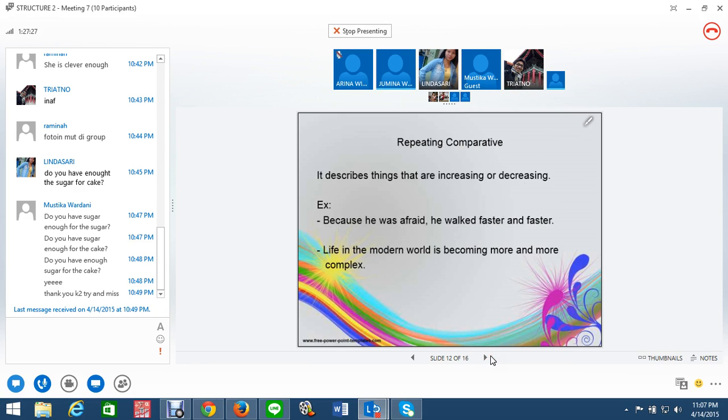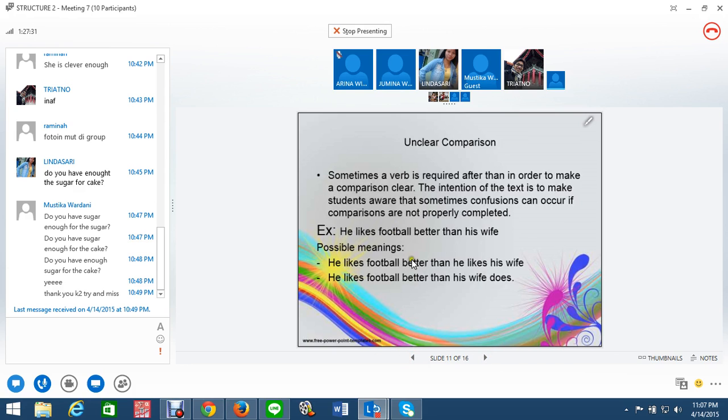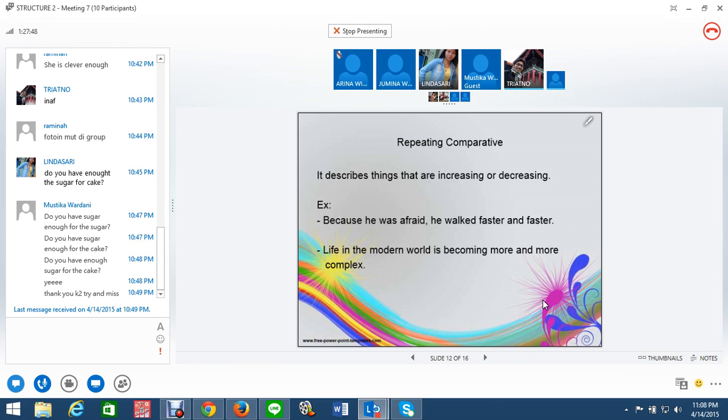Okay, now we are going to discuss. So actually this is about unclear comparison. So the things that we have to do, that we have to avoid unclear comparison. How is the way? We have to put subject and verb after then. Okay? And the second is repeating comparative. Repeating comparative. Okay.